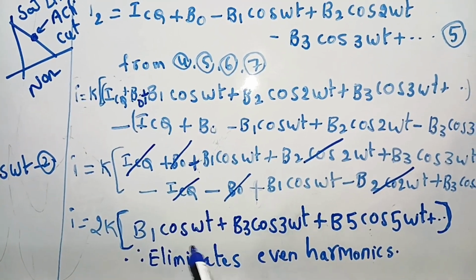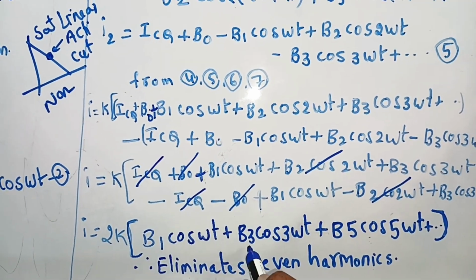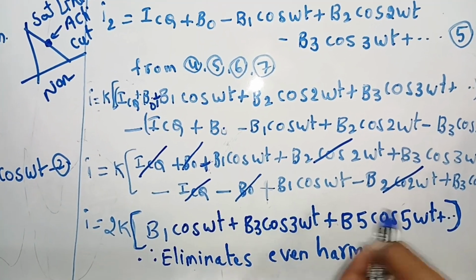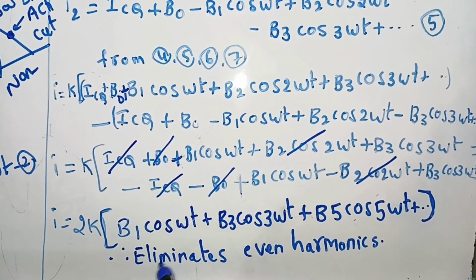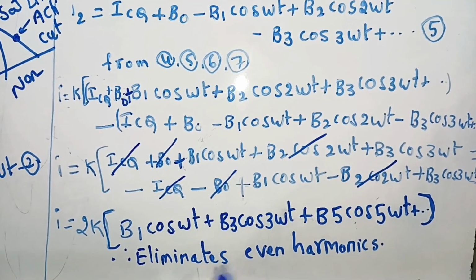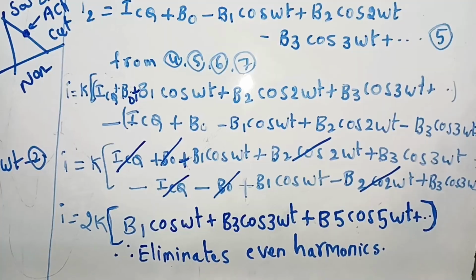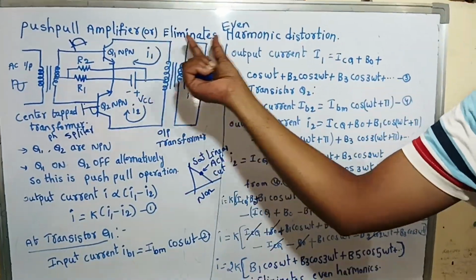Then if you see this, here we have only odd harmonics: B1, B3, B5 and so on. Here we have only odd numbers, there is no even number. Nothing but even harmonics are eliminated. Hence the push-pull amplifier eliminates even harmonics. So push-pull amplifier eliminates even harmonics.